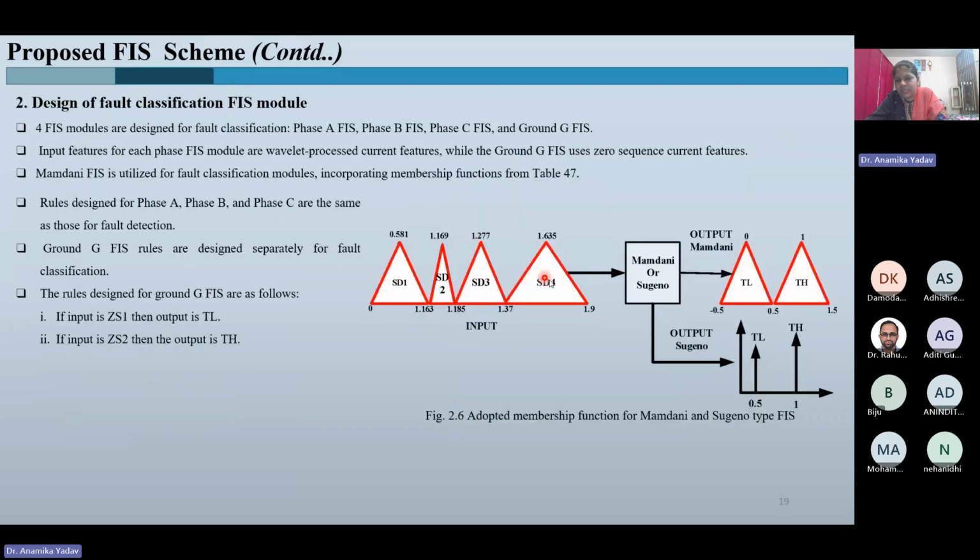All the same thing is represented here, wherein either Mamdani or Sugeno type has been used. 4 types of ranges have been used for the input function based on the SD value, and they have been mapped with the target low and target high output using this type of rules.